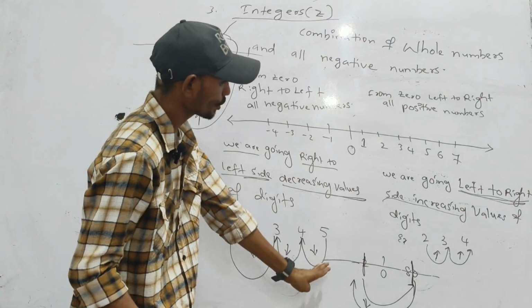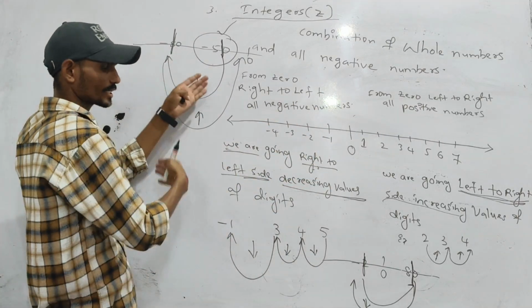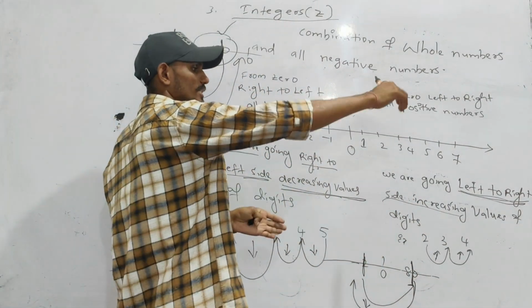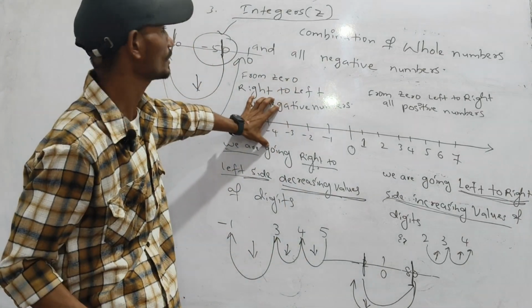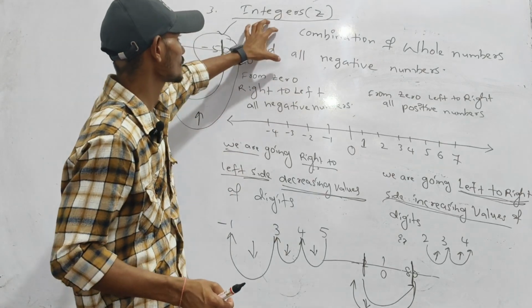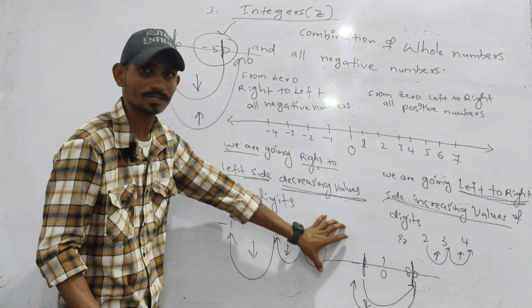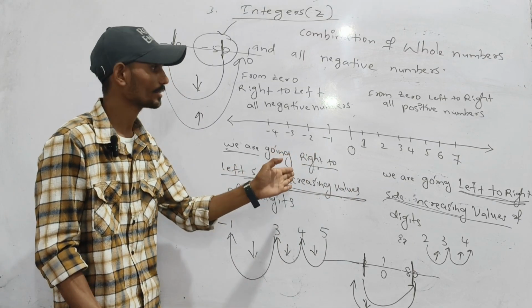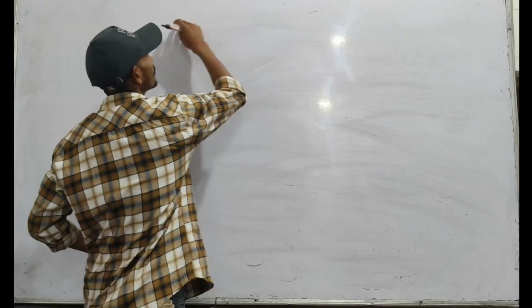Note this point: going right side to left side, the values decrease. Next, going left side to right side, the values increase. It is very, very important in the concept of integers. Integers are also one type of numbers, but a little bit confusing, so I am giving clear definitions for identifying which number has the bigger value and which has the lesser value. Next number type is odd numbers.